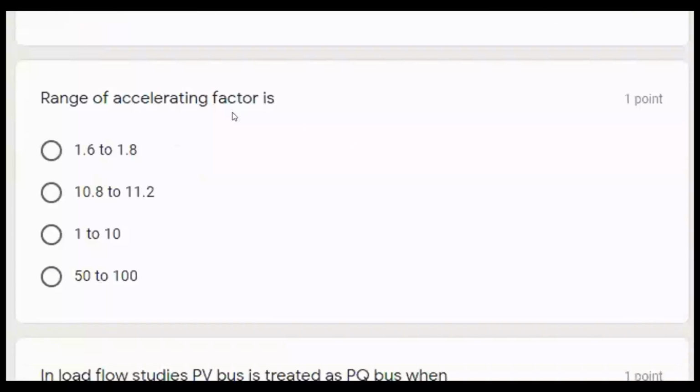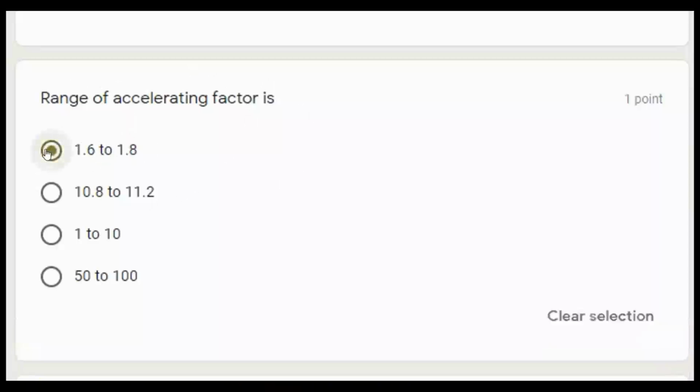The range of the acceleration factor is the 8th question. For fast convergence in the Gauss-Seidel method, you choose the acceleration factor. The acceleration factor value lies between 1.6 and 1.8. That is the correct answer.